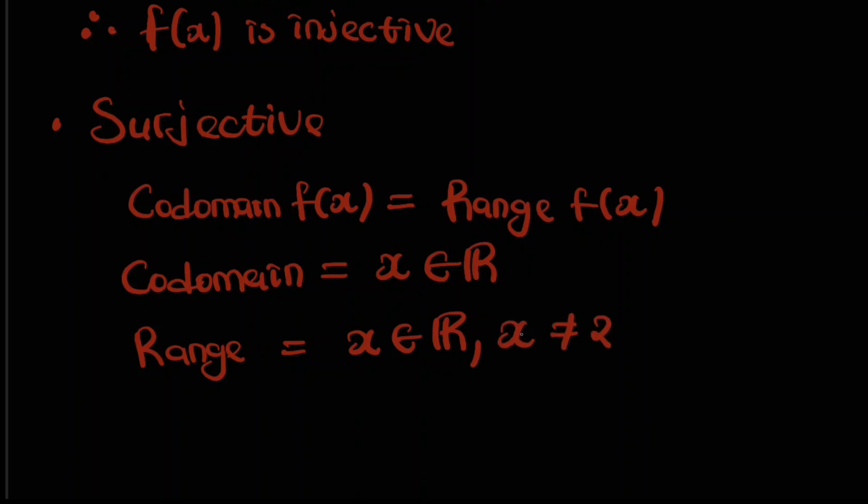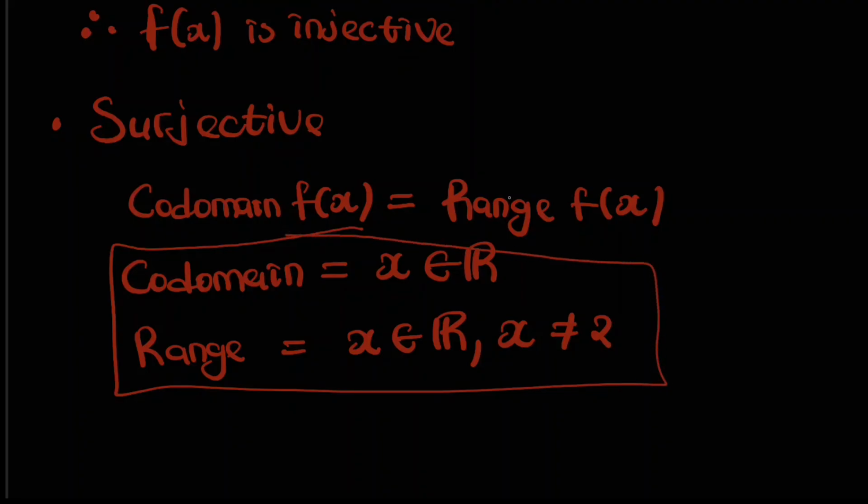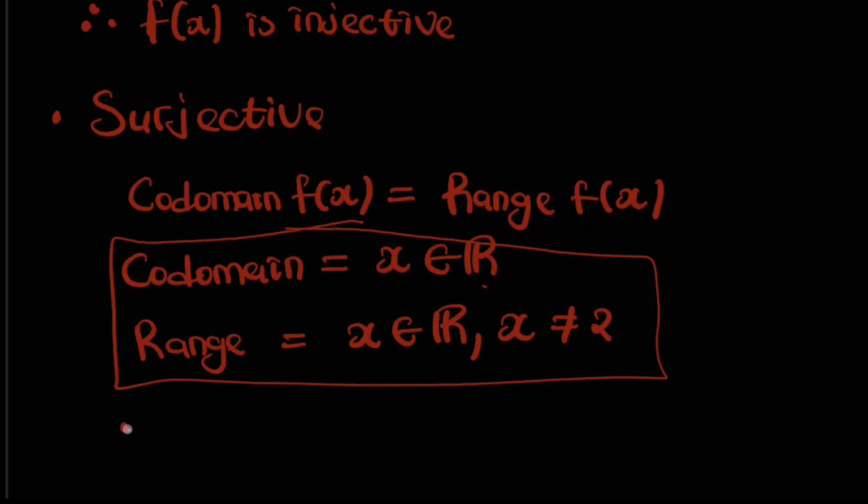It is not the same. So here x is an element of real numbers, but here x has another condition. x should not be equal to 2. So they are not the same. So remember, they have to be equal, but they are not equal. Here x should not be equal to 2. So here we have to conclude that f of x is not surjective.